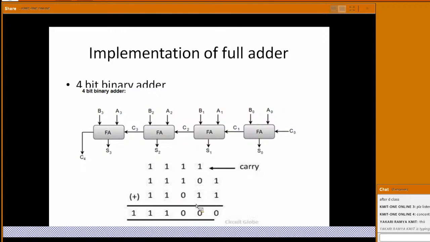In this way, until all the bits of registers A and B are done, you need to perform this binary addition operation using full adders. When you have 5 bits in your register, you need to have 5 full adders. If the number of bits in the register is 3, 3 full adders are sufficient.